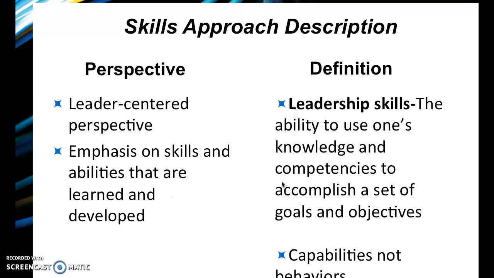The skills approach is a leader-centered perspective like the trait approach, but its emphasis is on skills and abilities that can be learned and developed. So instead of, as the trait approach is perhaps, leadership for a few based upon their traits, the skills approach would say leadership is for anyone and everyone that can learn leadership skills and use those skills and capabilities to accomplish a set of goals and objectives.